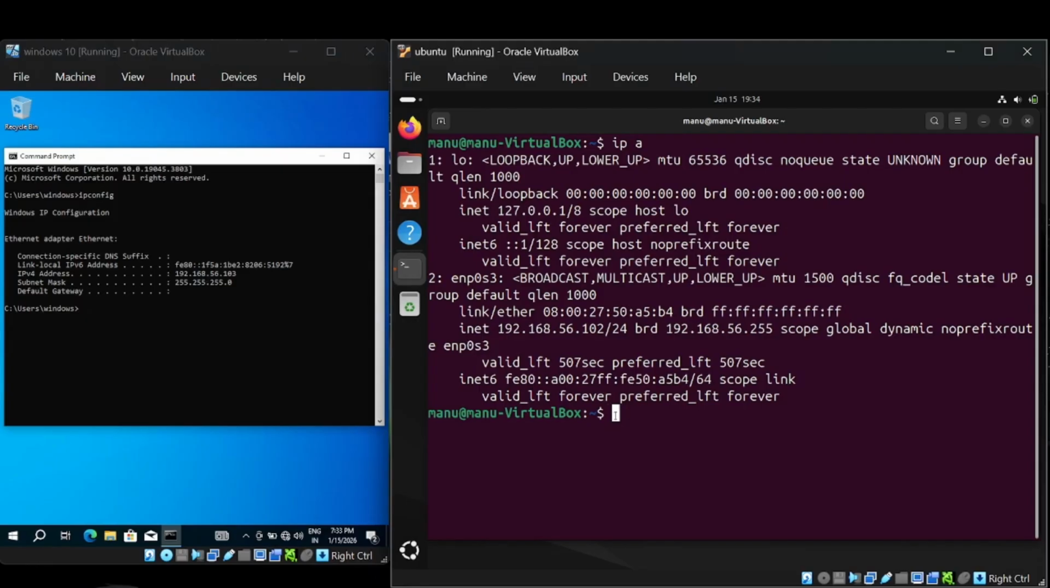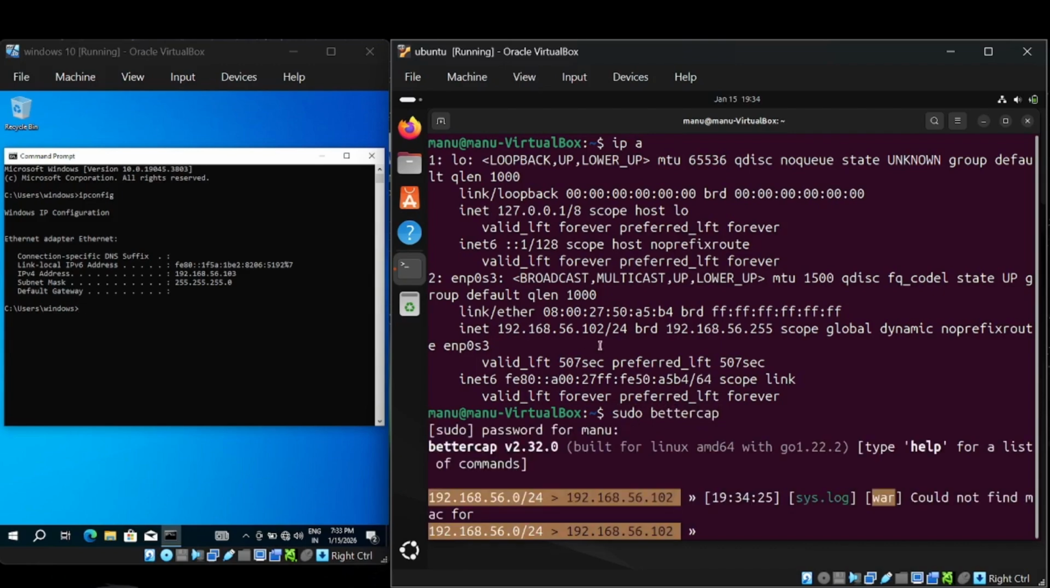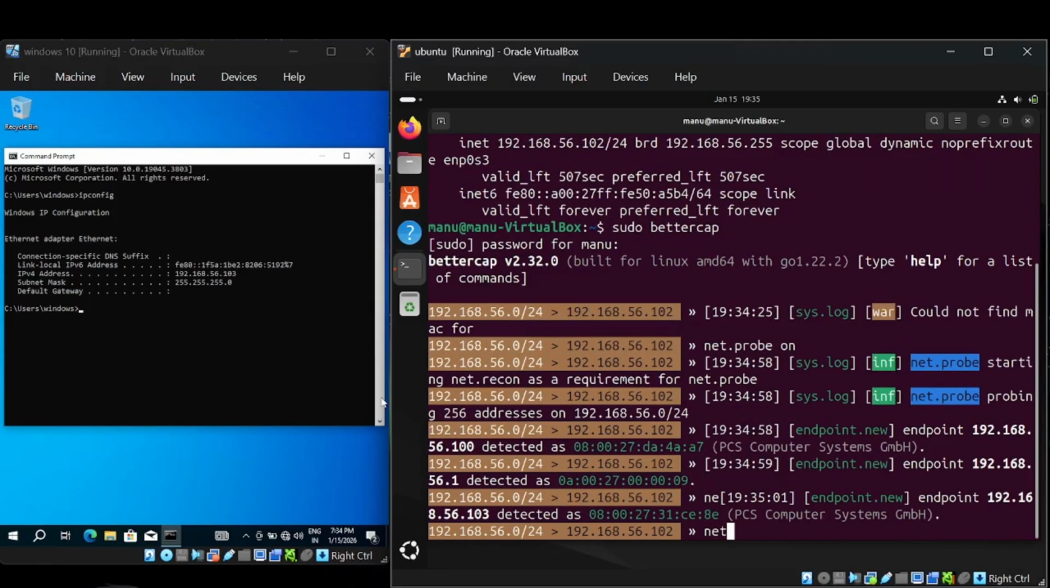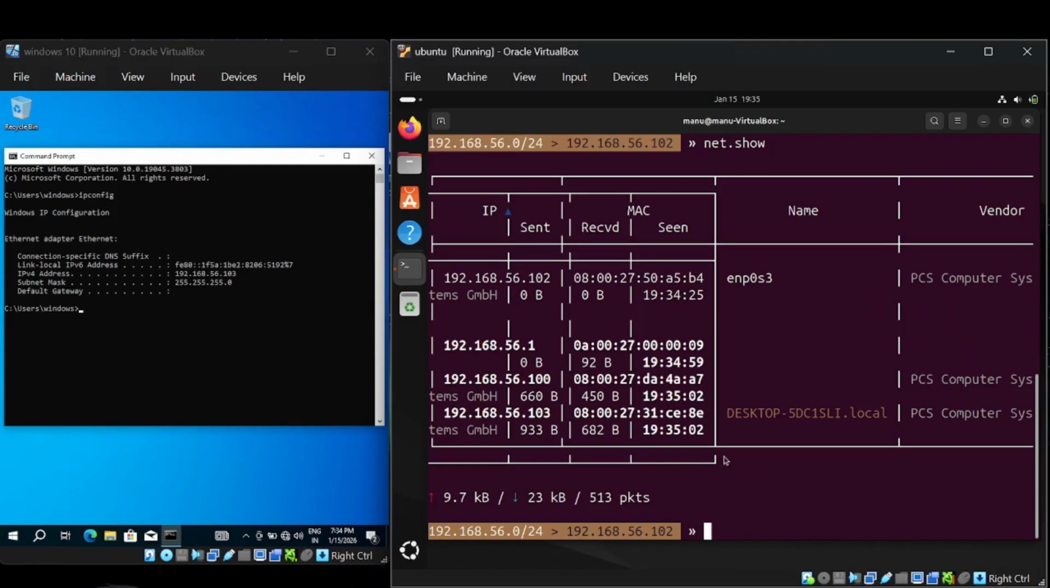Okay, the command I'm going to be using is sudo bettercap. This launches Bettercap with administrative privileges, which are required to observe and control the network interface. The next command I'm going to be using is net.probe on and net.show. Bettercap scans the local network and identifies the active devices, their IP addresses, MAC addresses, and the gateway.